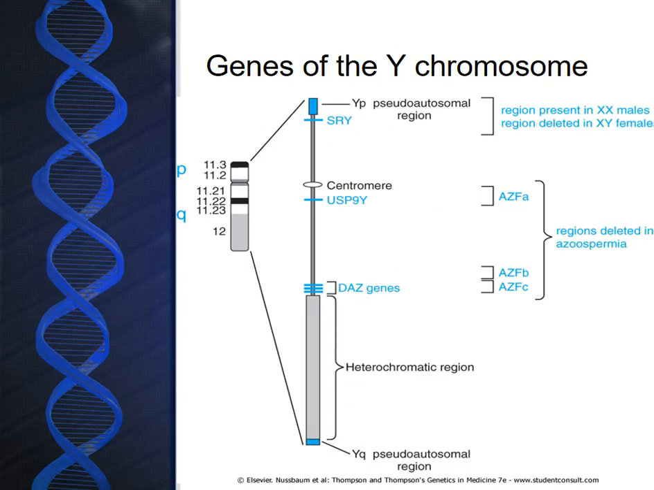Let's look at the genes on the Y chromosome. The Y chromosome specifically determines male sex. The vast majority is repetitive DNA. There's a pseudo-autosomal region on both the long and short arms, and this actually has crossover with the X chromosome. But one of the most important genes that determine male is SRY, and then the DAZ genes are also very important with regards to azoospermia.